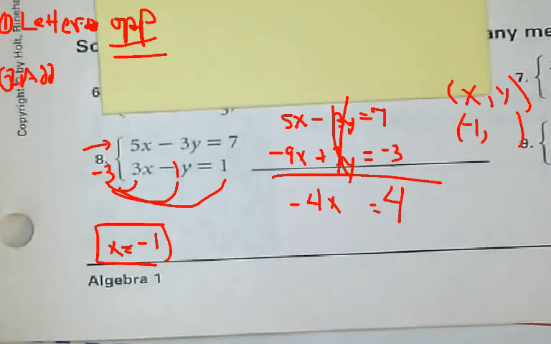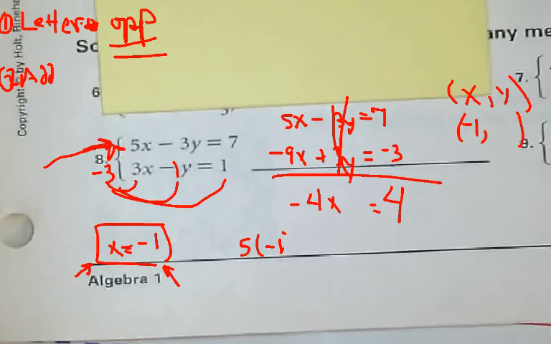We know negative 1 is x, but we don't know what y is. So we have to plug it back into one of the equations. It doesn't matter which one, so we'll just do it in the top one right there. So I've got 5 times negative 1, because 5 times x, and x is negative 1. It says so right here. So I'm going to put negative 1 right there.